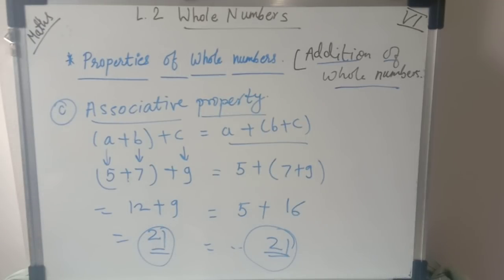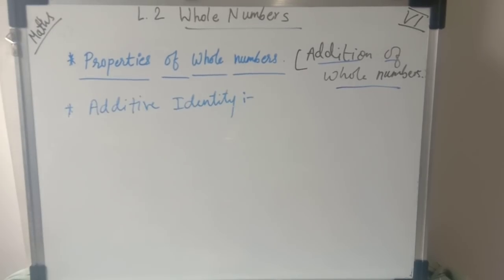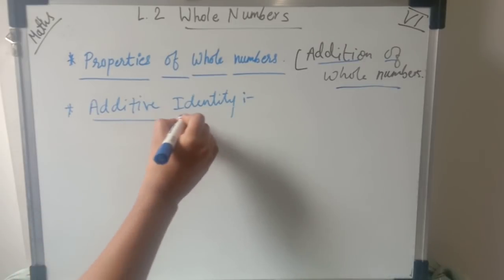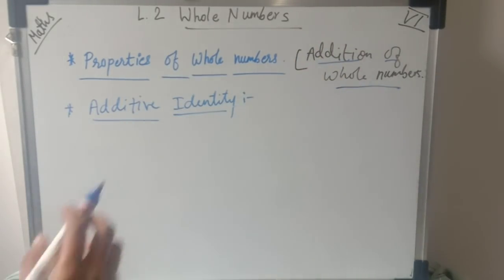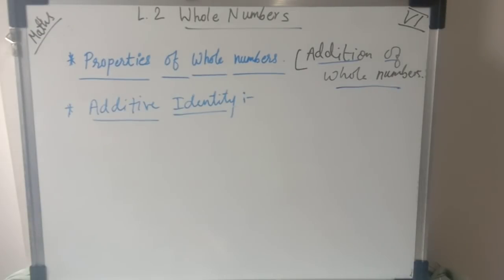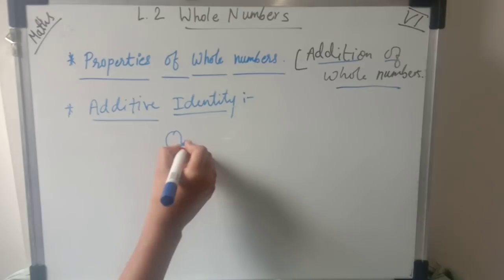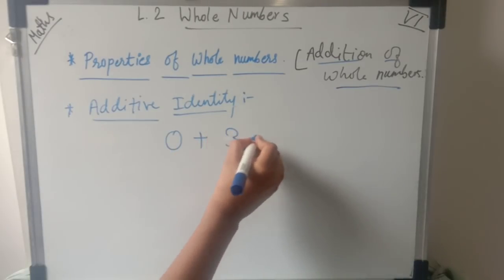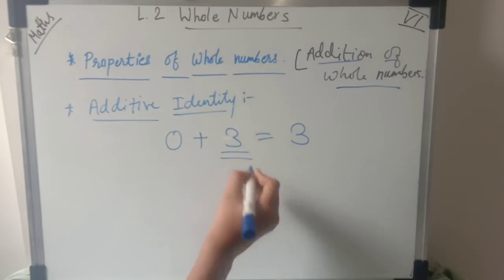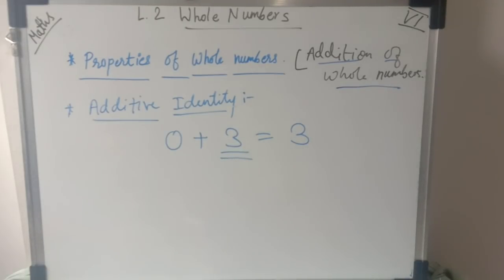Now let's learn what is additive identity. Now students, the next important term you have to remember when you are adding whole numbers is additive identity. What does additive identity mean? It means that if you are adding 0 with any whole number, if I take 3 here, I will get the same whole number itself, and that is additive identity. Here 0 does not change the value of any number when addition is performed.